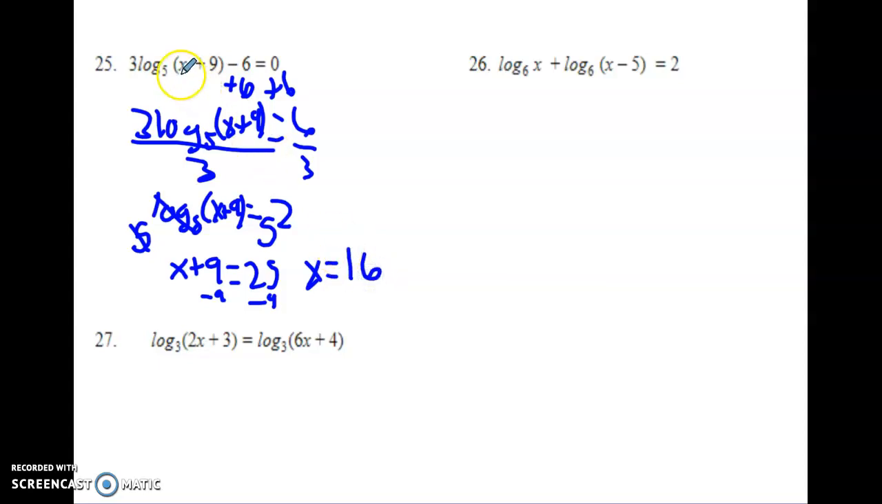Just checking back in here, if you put a 16, 16 plus 9, still a positive number, not going to cause any problems, so this is our final answer.